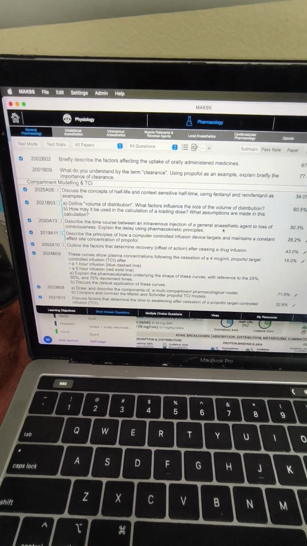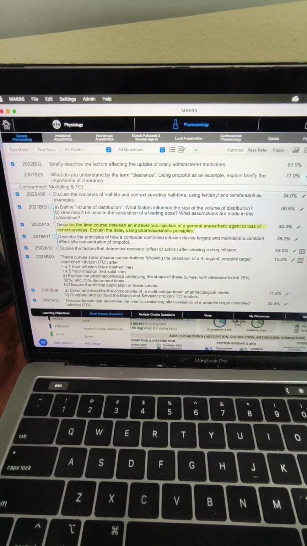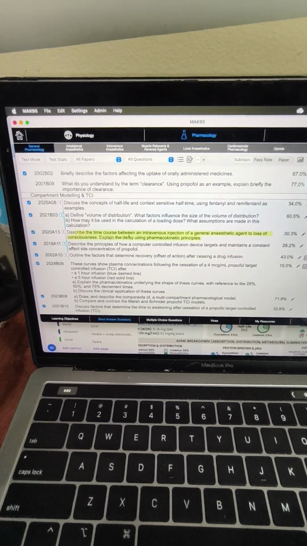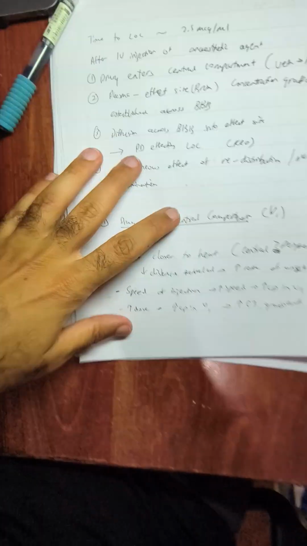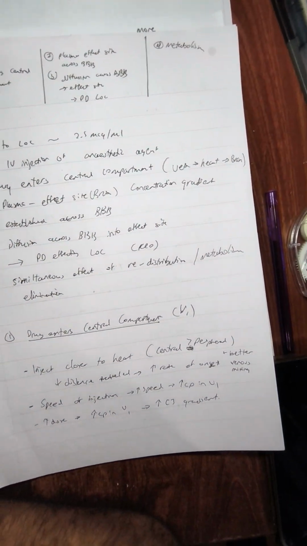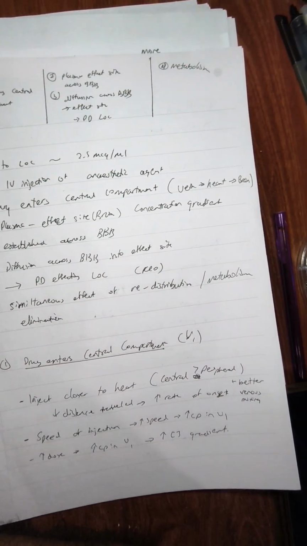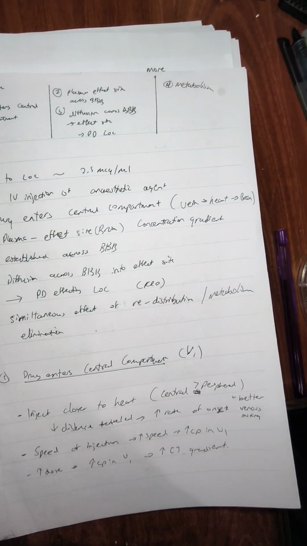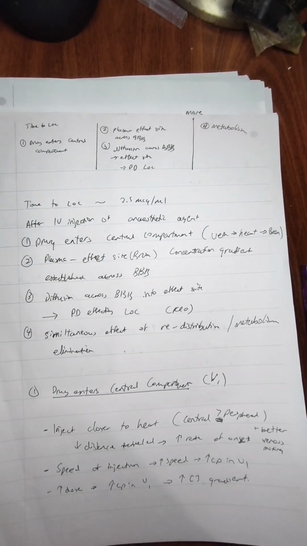The question talks about describing the time course between the intravenous general anesthetic and the loss of consciousness, and explaining the delay using pharmacokinetic principles. The way you can tackle this question, I found the best way, is you talk about how the drug enters the compartment, then the plasma effect site across the blood-brain barrier, then the diffusion across the blood-brain barrier where you talk about effect site and PD, and then you talk about metabolism.